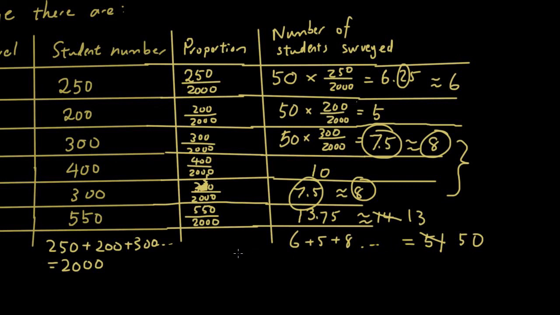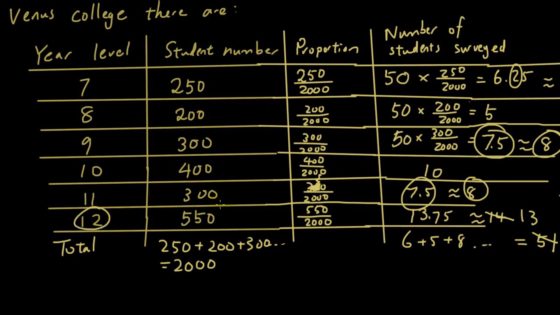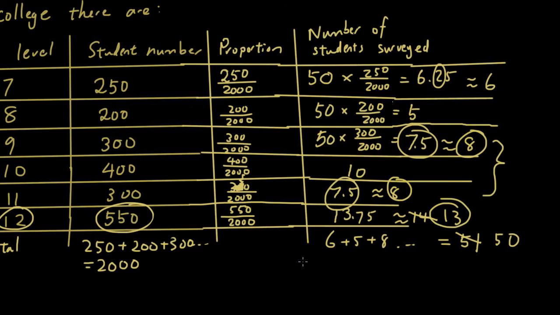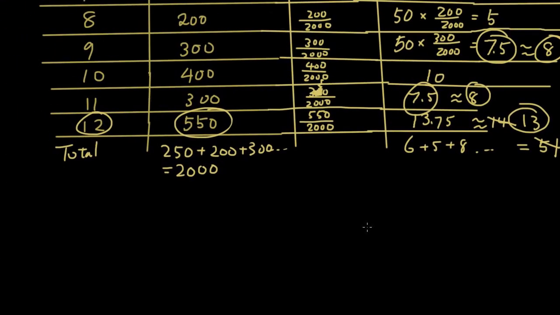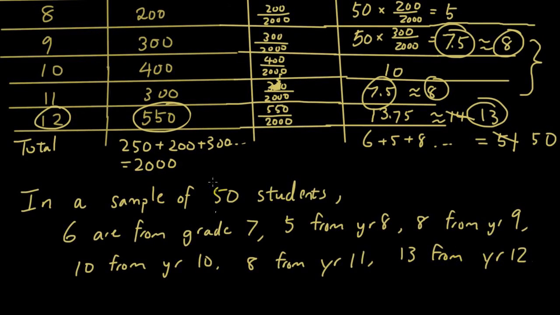The major thing that we need to understand here is there are more year 12 students. There are 550 year 12s. So we survey 13 students in year 12, which is more than every other year level. So that is the number of students we're going to survey. Let's write our answer in a sentence. In a sample of 50 students, 6 students are from year 7, 5 students from year 8, 8 students from year 9, 10 students from year 10, 8 students from year 11, 13 students from year 12.